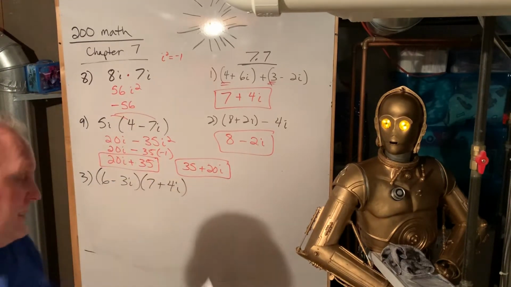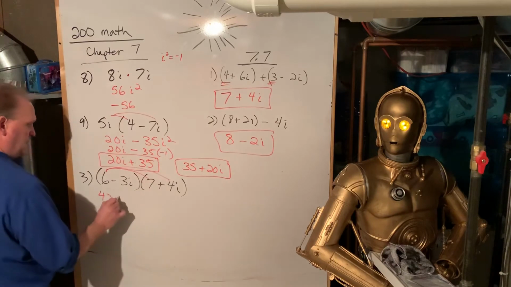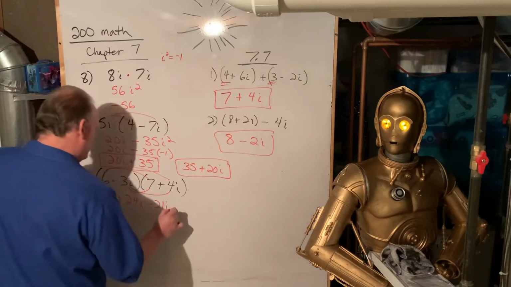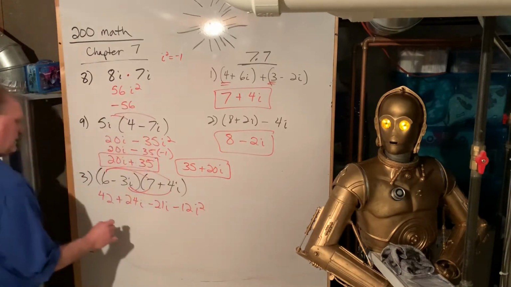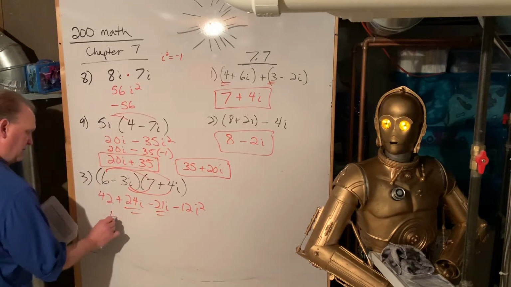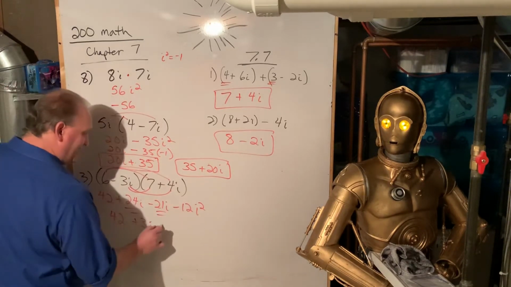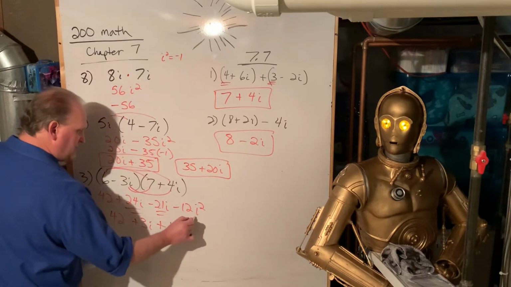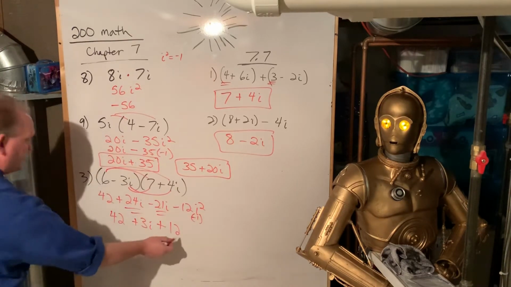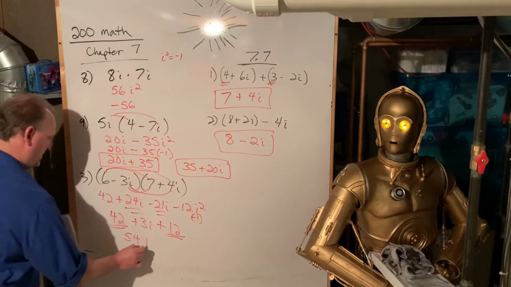All right. And then the last one on that page, we do 42 plus 24i minus 21i minus 12i squared. And so we can combine these two together, right? That's 42 plus 3i, and then actually plus 12, because that was minus 12, but remember that was times negative 1. So negative 12 times negative 1 is plus 12. And now we can put the 12 with the 42. So our final answer is 54 plus 3i.